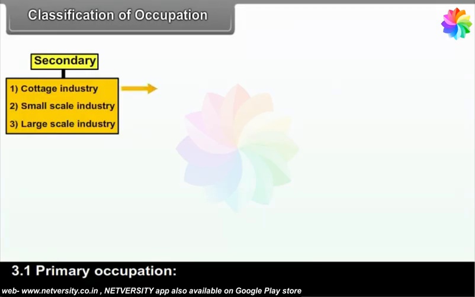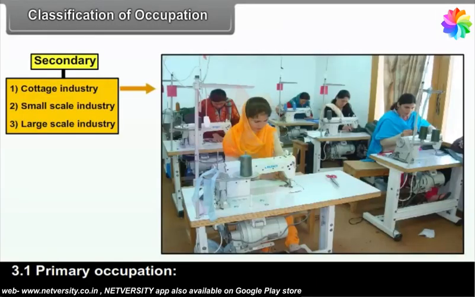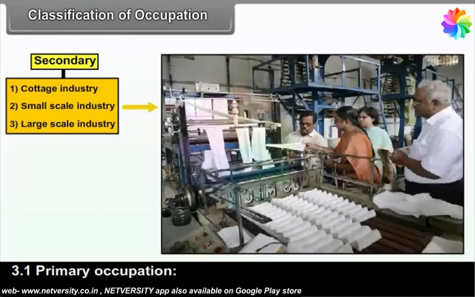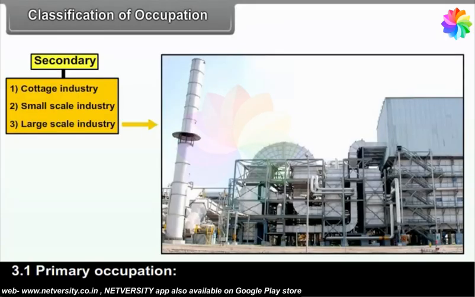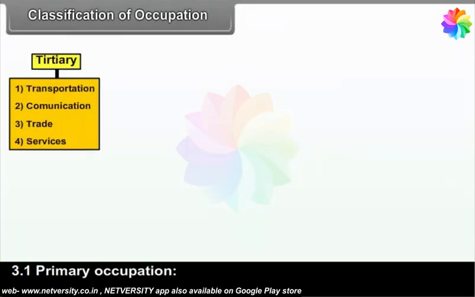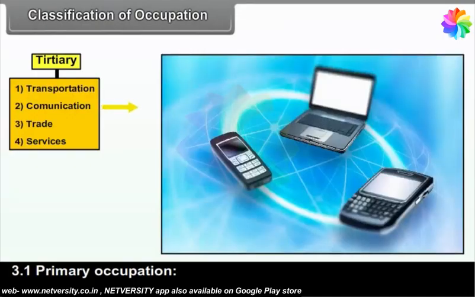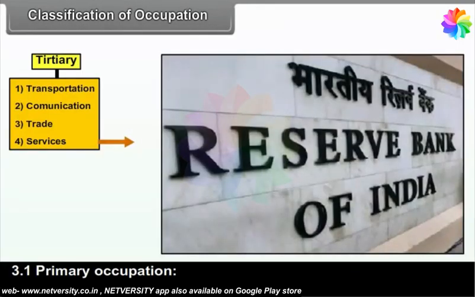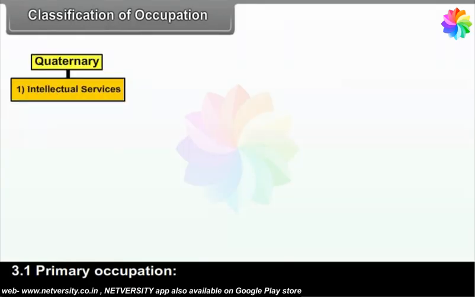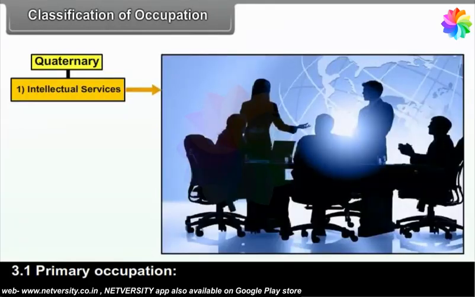Secondary: 1. Cottage industry, 2. Small scale industry, 3. Large scale industry. Tertiary: 1. Transportation, 2. Communication, 3. Trade, 4. Services. Quaternary: Intellectual services.